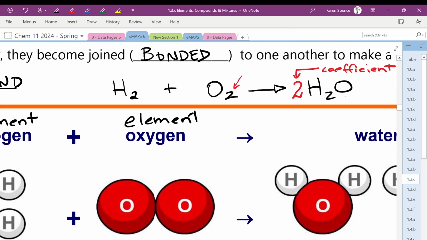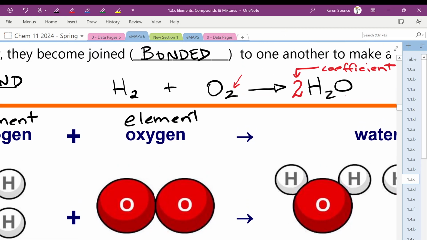Do we need any other coefficients? Yes, because if we make that a 2, that means we now have 4 hydrogen on the right, which means we need to multiply that by 2. So now we have 4 hydrogen on the left as well.